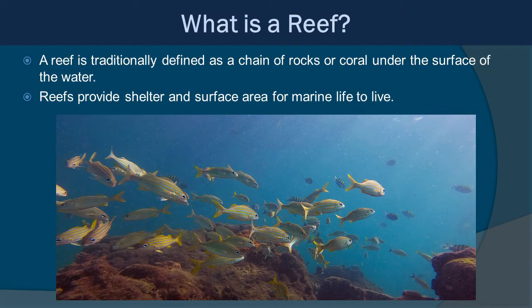What is a reef? A reef is traditionally defined as a chain of rocks or coral under the surface of the water, and it provides shelter and surface area for marine life to live. And so we generally pin the term reef onto corals. However, there are all sorts of different types of reefs that we can find globally. Some of them are not even in tropical waters. Some of them are built by oysters, for example, or limestone boulders, or what have you. However, we are going to be focusing mostly on the coral variety of reefs.